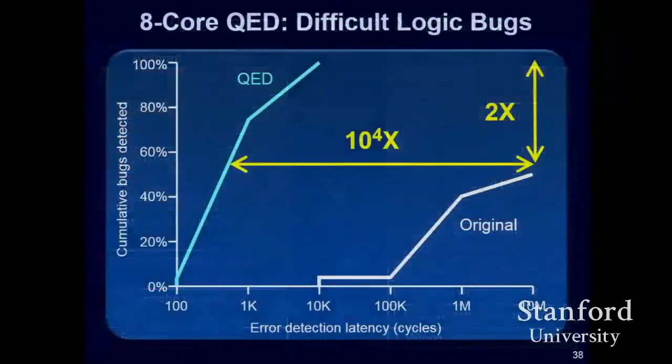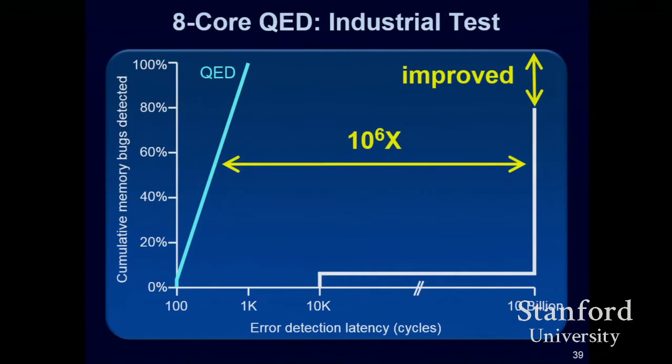Bottom line is, over and over again, you will see that if you run existing ways of doing things, you have very long error detection latencies. With QED, you very significantly improve error detection latencies and you improve coverage. This was an industrial test by a company. You can see they were very proud of their test. You can see 10 billion cycles of error detection latency versus QED, which finds it very quickly, and it finds unique bugs that they couldn't have found.